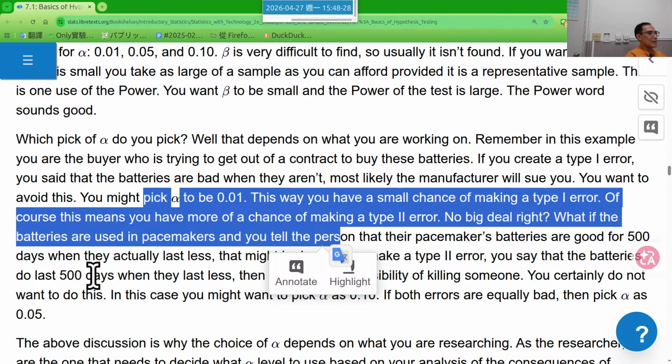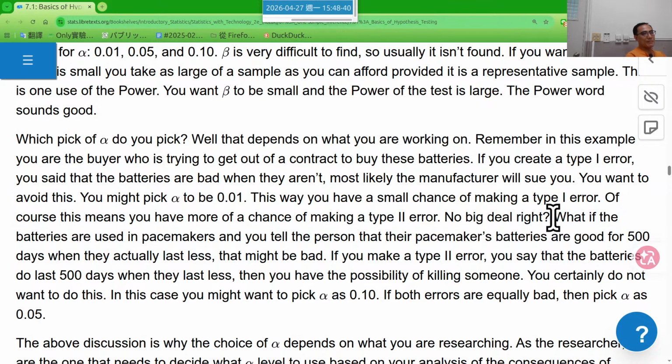Of course, this means you have more chance of making a type 2 error. Whoa, okay. The smaller the alpha, the greater the chance of a type 2 error. Okay, no big deal, right?